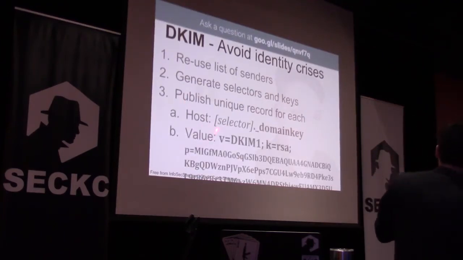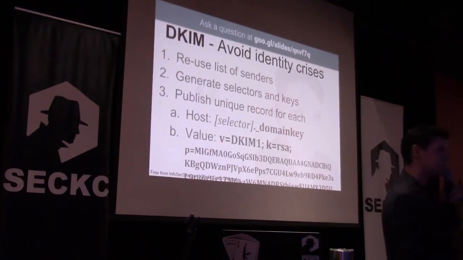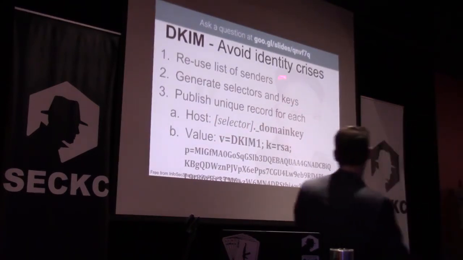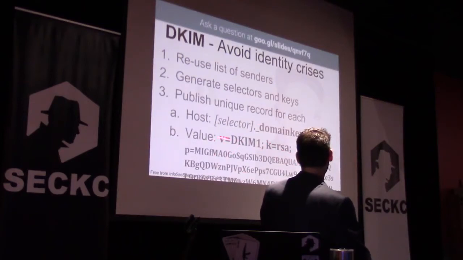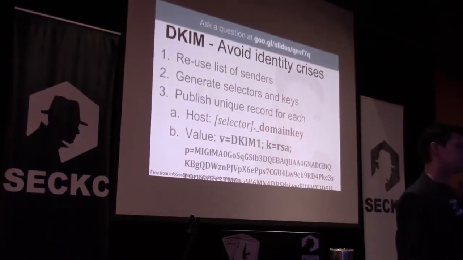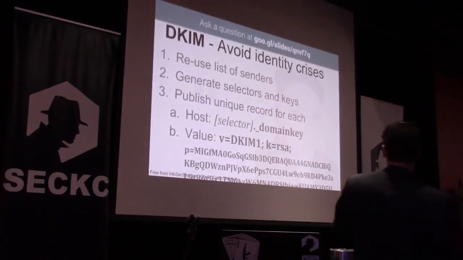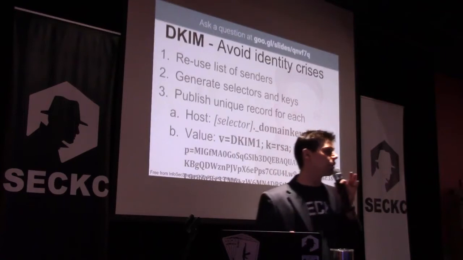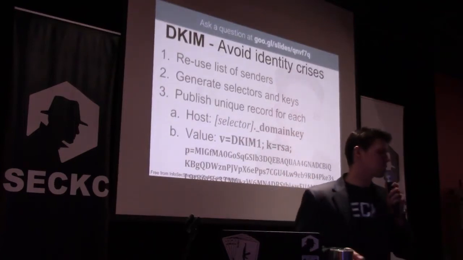The host there's a unique selector, for example, Google Apps. That selector is google._domainkey, and then you publish a key. Value is v equals DKIM1. There is no version 2 yet. And then you have a key, 1024-bit or 2048. Always opt for the higher key, the larger key if you can.